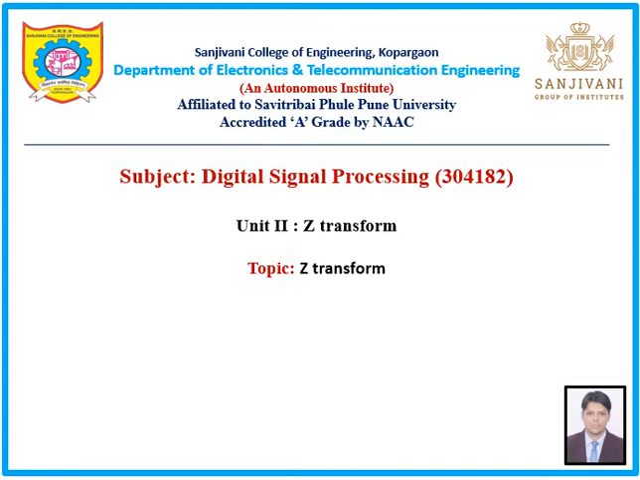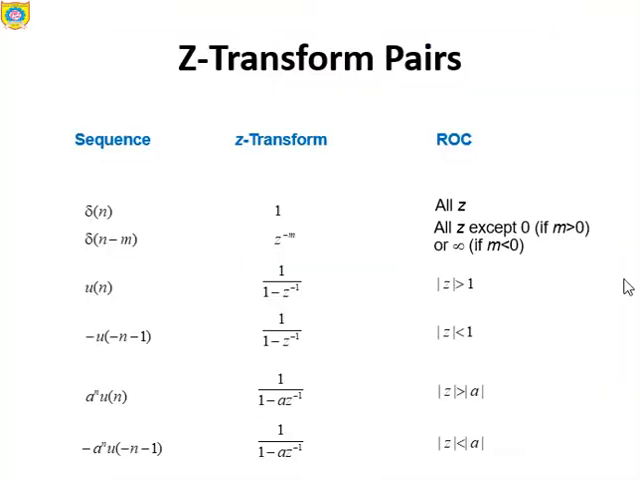Unit number 2 is Z transform. Some of the Z transform pairs, as a summary for this entire course of Z transform. So this is the first pair we can observe here. When the sequence is given, let's say for delta of n, its Z transform will be a single value, that is 1. But the ROC will be the entire Z plane, so that's why it is written as all z.